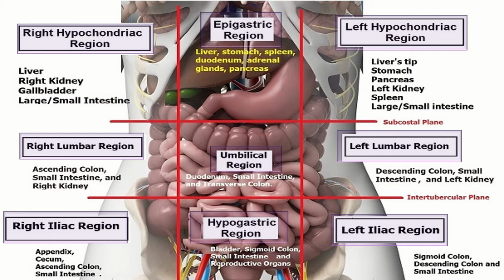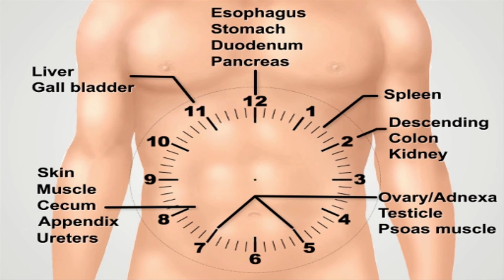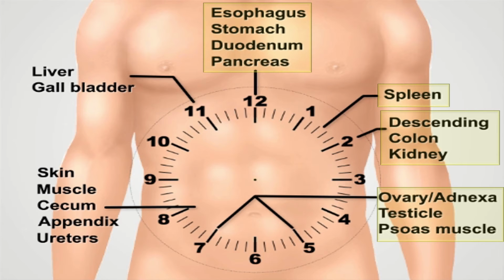So the different structures which come clockwise on the abdomen include first of all the esophagus, stomach, duodenum, and pancreas. Then comes the spleen, the descending colon, kidneys, the ovary, adnexa, testicles, psoas muscle, skin, muscle, cecum, appendix, and ureters, and the liver and the gallbladder.